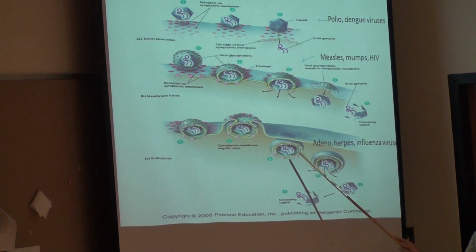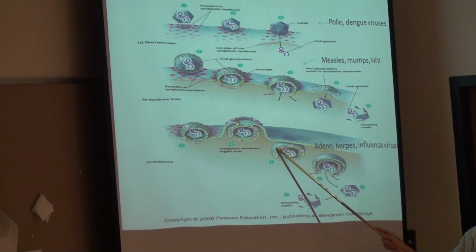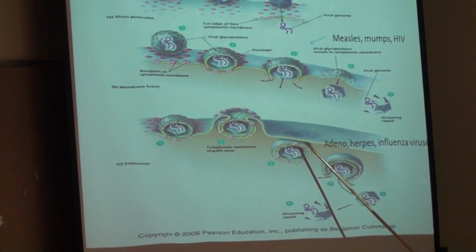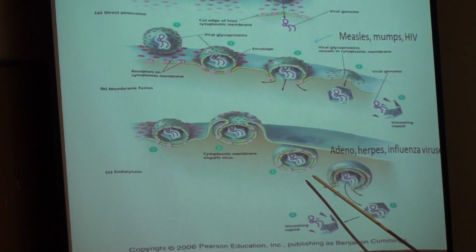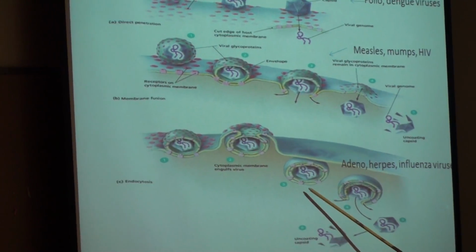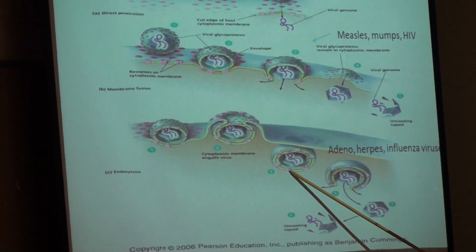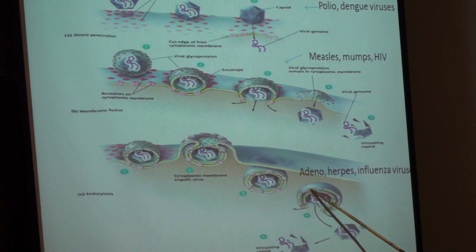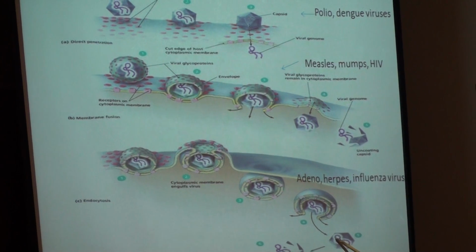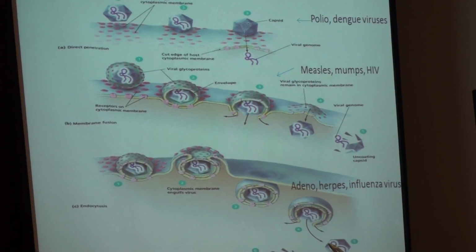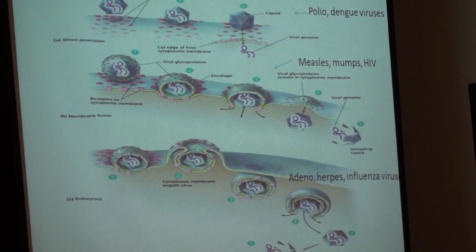What happens, for example, in influenza virus is once this endosome has been formed, the virus has been brought into the cytoplasm, it then triggers fusion of the virus envelope with the endosome membrane, and that's what we have right here, with release of the capsid. The capsid subunits are disassembled, releases the viral nucleic acid.